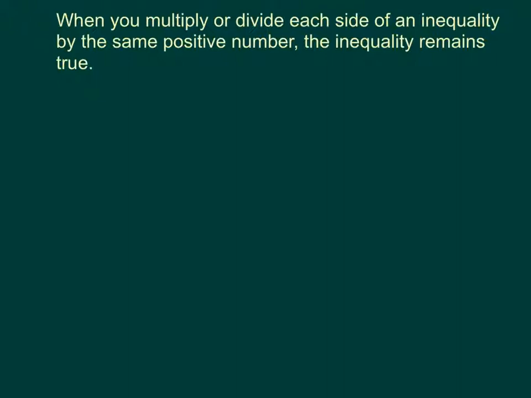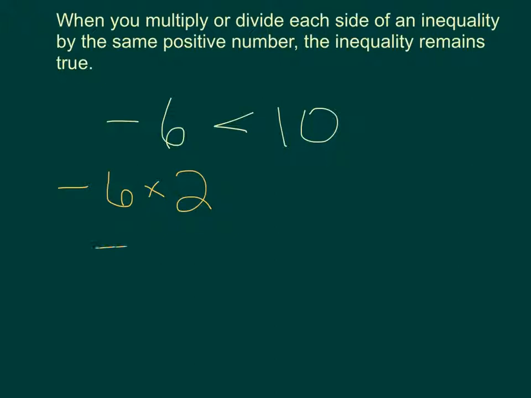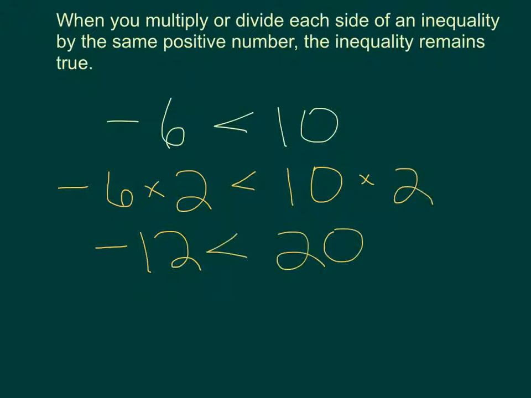When you multiply each side of an inequality by the same positive number, the inequality remains true. So if we have negative 6 is less than 10, if you multiplied both sides by 2, you would get negative 12 is less than 20, and that stands true.